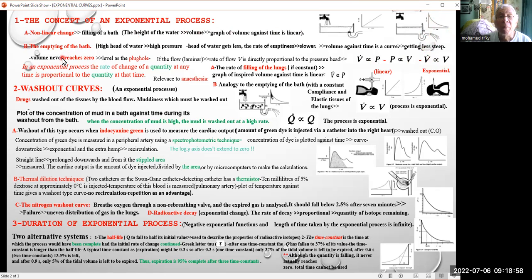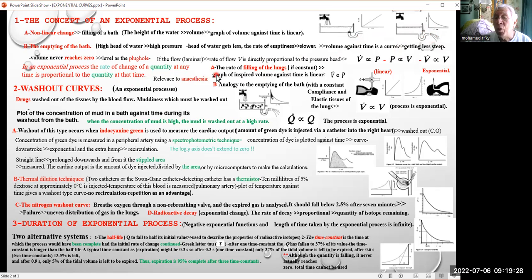So, expressing the exponential function, it is a rate of change of quantity at any time which is proportional to the quantity at that time, you see. So the rate of flow is proportional to the amount present, you see, quantity to quantity, volume to volume.